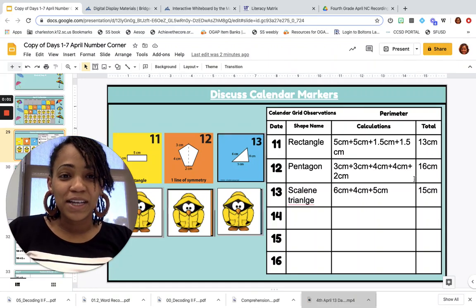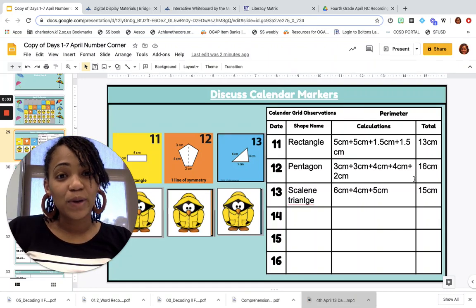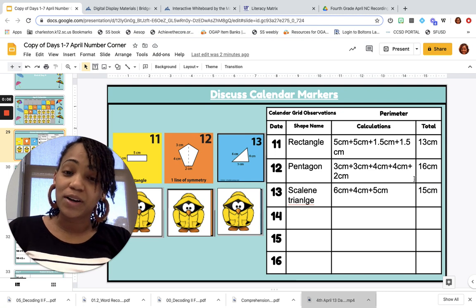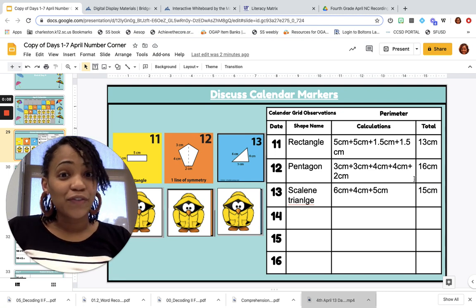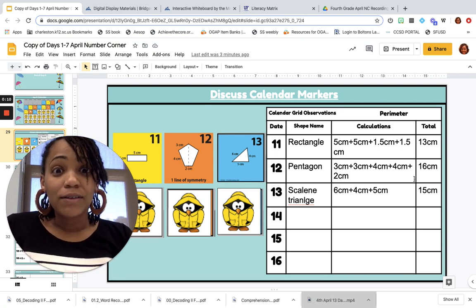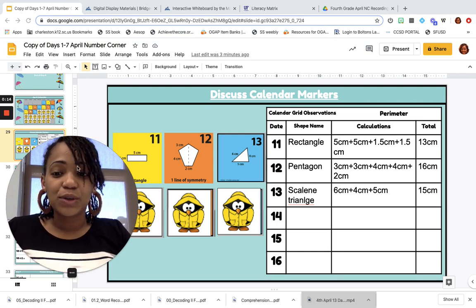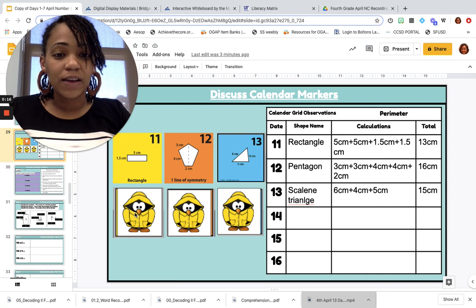Happy Wednesday, friends. I hope you're doing well and I hope you're ready for today's version of Number Corner because guess what? It's our first problem string of the month. But before we get there, let me quickly show you what our calendar marker looks like for today.